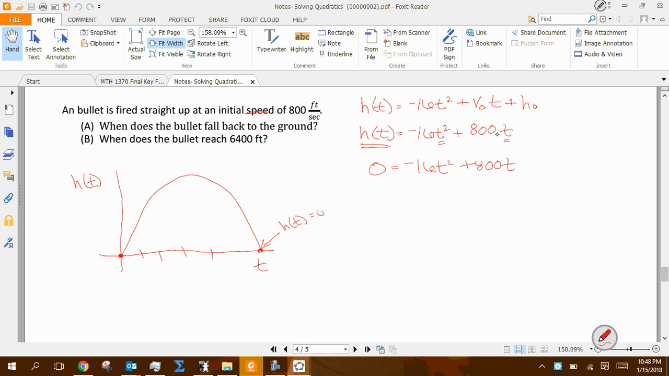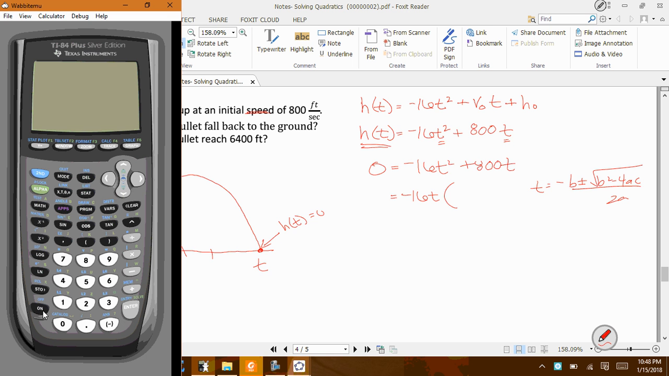Now you've got options here. You can use the quadratic formula. Our quadratic formula is always your variable equals the opposite of b, plus or minus the square root of b squared minus 4ac, all over 2a. I think that's a little more difficult than what we need right here. Because there is no constant term, we can actually factor out a negative 16t out of both of these. Let's see what 800 divided by 16 looks like.